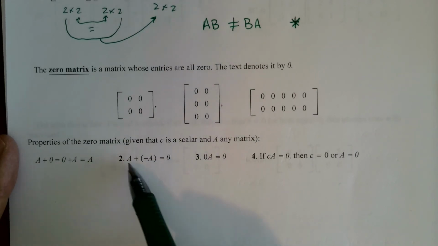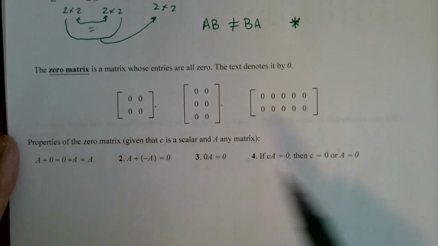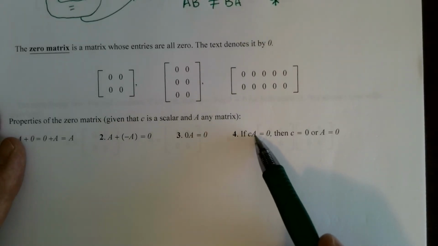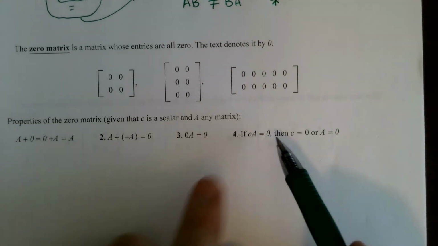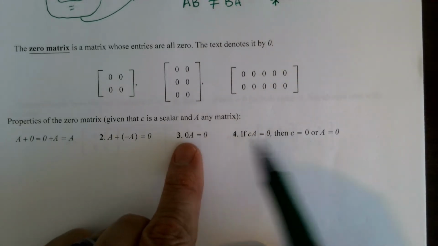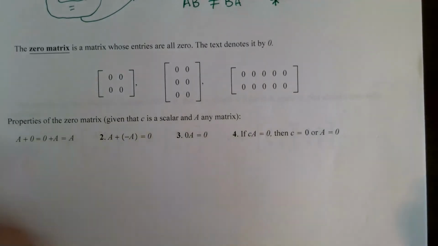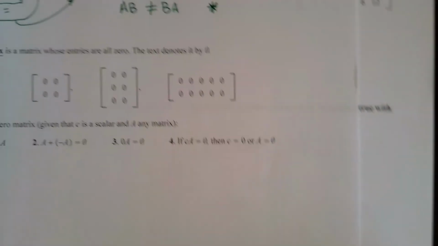It's kind of like subtracting A minus A. Here is the real number 0. If you scalar multiply any matrix by the real number 0, obviously you get the 0 matrix. And here's something true: if you have a scalar multiple of a matrix and the result is the 0 matrix, then that means either the scalar C is 0, like in this case, or the matrix A is 0, or both. So those are some obvious properties of the 0 matrix.